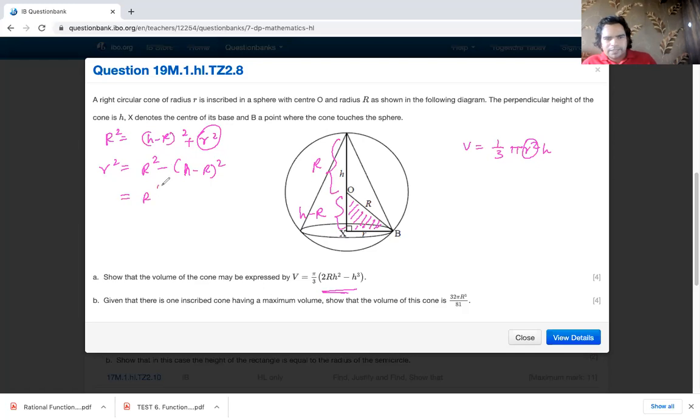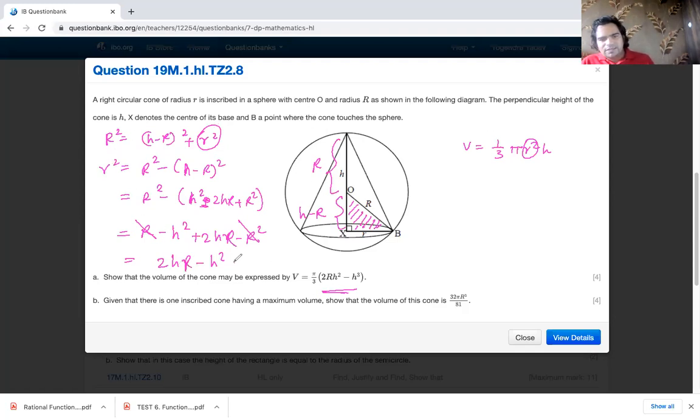So you open up the bracket: R square minus h square plus 2hR minus R square. Open up the brackets, it becomes R square minus h square plus 2hR minus R square. So R square and R square get cancelled, and we get 2hR minus h square. So 2hR minus h square is the radius square.